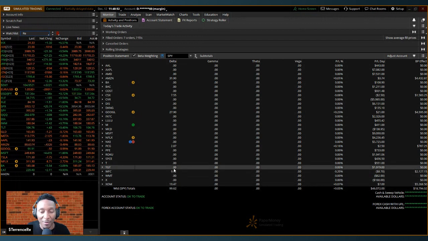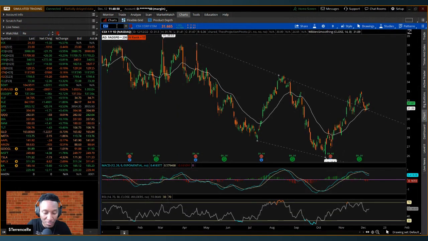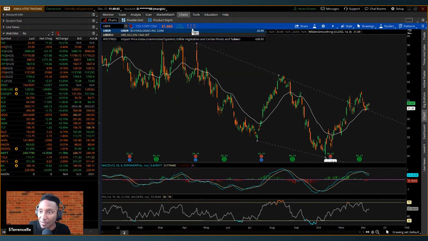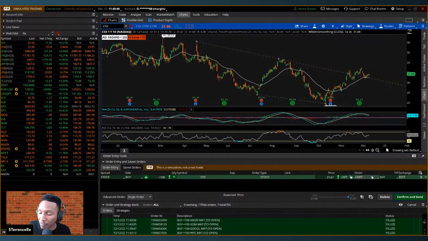It doesn't matter what stocks I buy. Let's go buy some Uber, because I think I was going to buy some and I didn't. Click right here, buy, click market, confirm and send. Why did I say CSX? That's not what I wanted to do. Thought I had Uber up there.